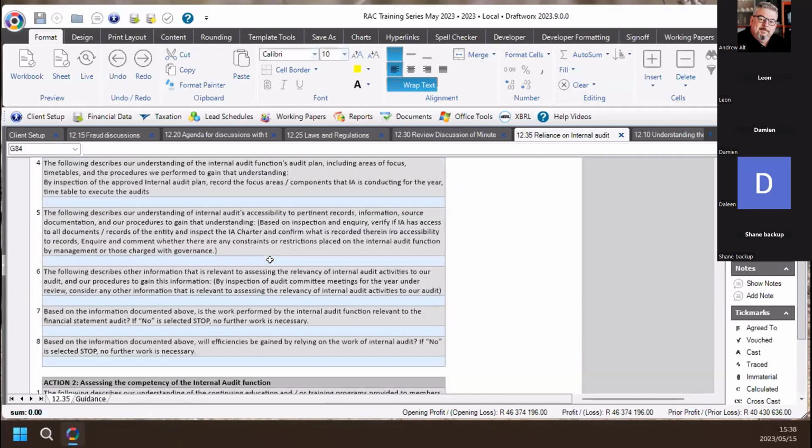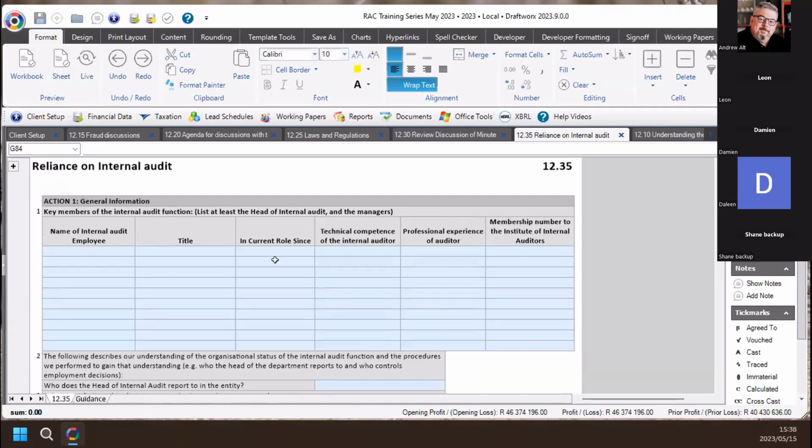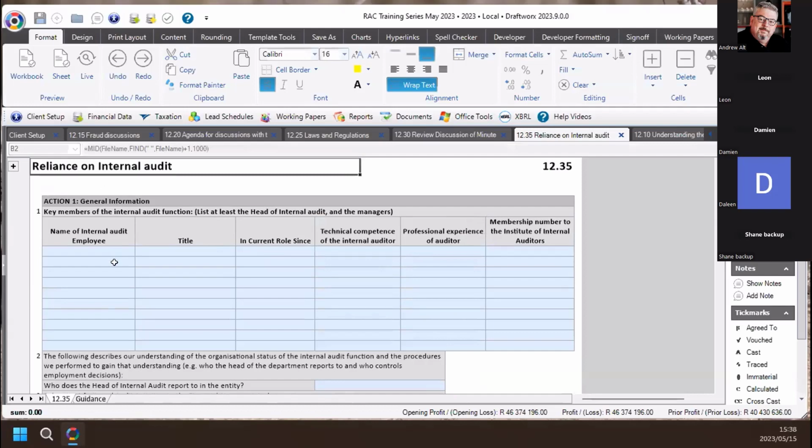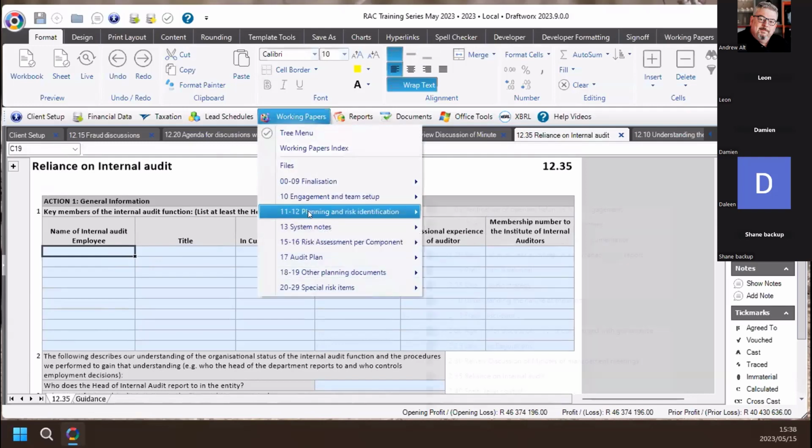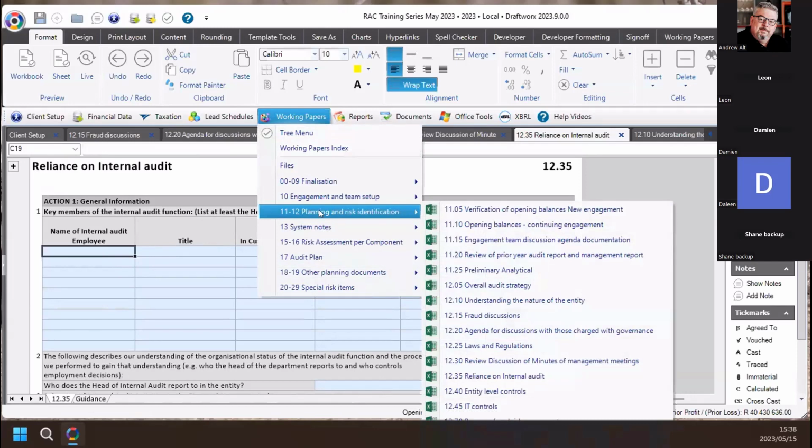Again, I'm not going to go into this in too much detail. I don't think it's widely used anyway, but just to understand what this document is for, hopefully that pretty much covers that for our purposes. A lot of the time, it's not going to be applicable until such time as you want to rely on internal audit. All right.